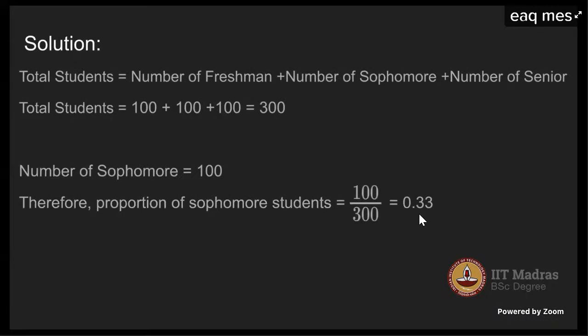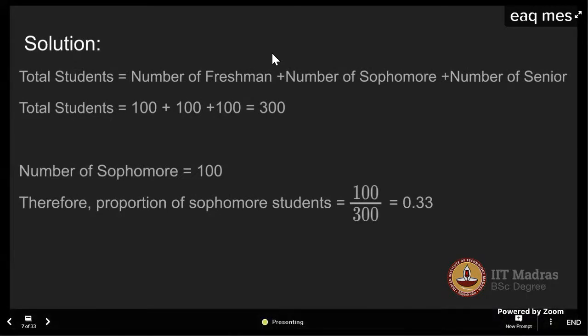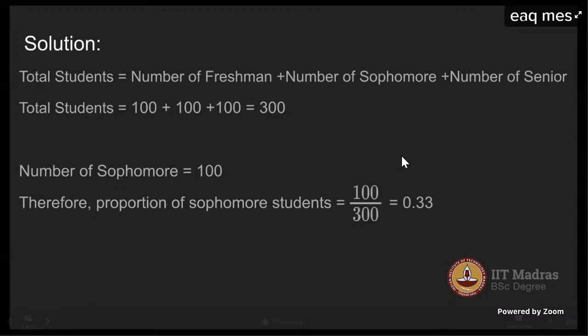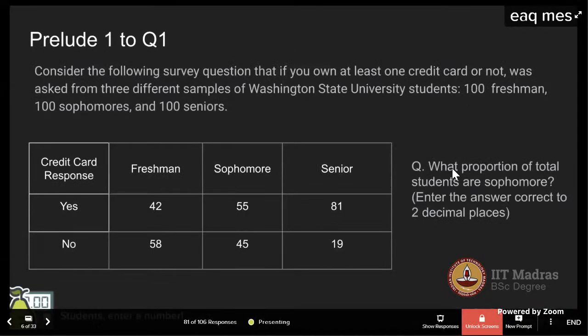Sir, I used 55 by 300, but why haven't we used only 55 by 300? Why is it total 100? Because we are talking about students who are in second year, right? So second year students are this whole column, not just this observation. Of these 100 students, 55 own a credit card and 45 don't. So the total number of second year students is 100.